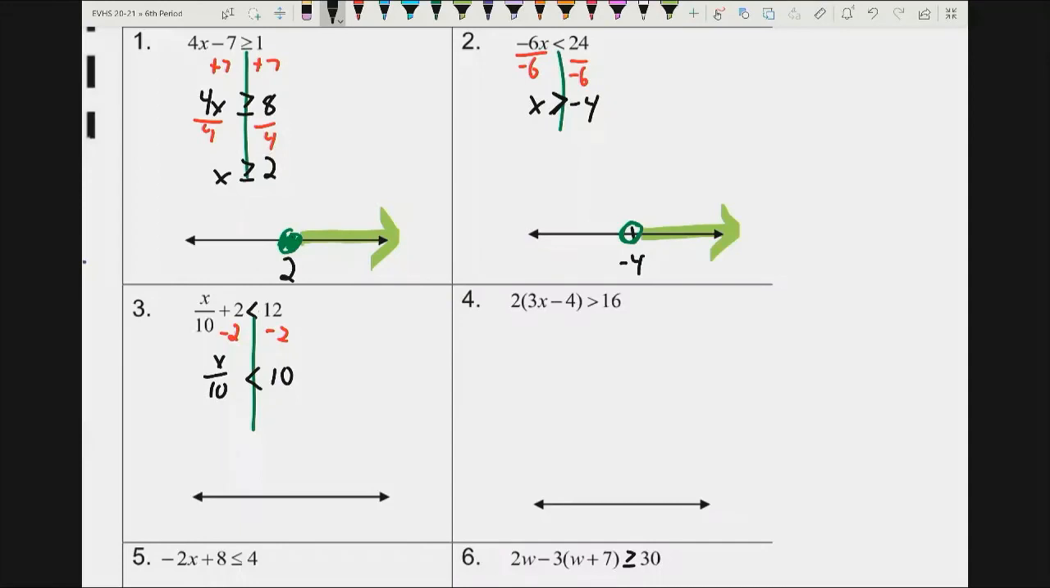And now remember that the fraction bar is nothing more than a division symbol. So that says x divided by 10. So the inverse of dividing by is multiplying, which gives me x is less than 100. And even though I multiplied, it's by a positive, so the rule does not apply, so I leave the sign alone.